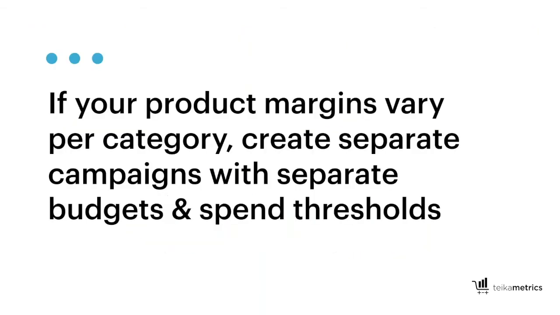So at the end of the day, if your product margins vary per category, you're going to want to create separate campaigns with separate budgets and spend thresholds. Because in order to simplify evaluation and really make sure that you're hitting a point of optimization, it's recommended to only put together products with the same or very similar margins. We recommend about anything within a 10% range. Yeah. And because that's going to help you figure out that break-even ACOS.